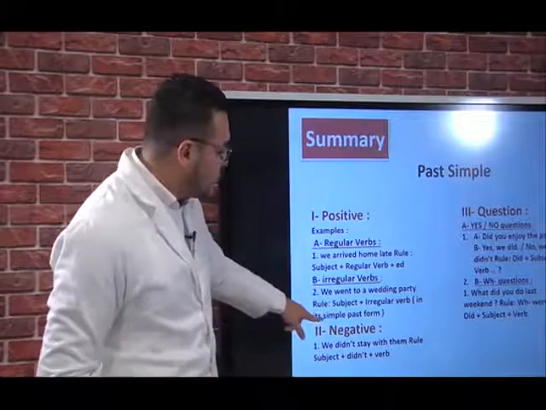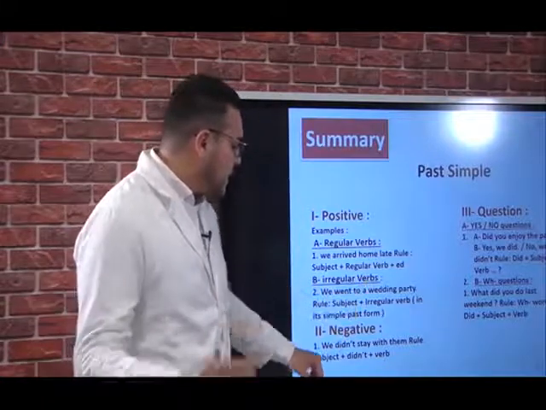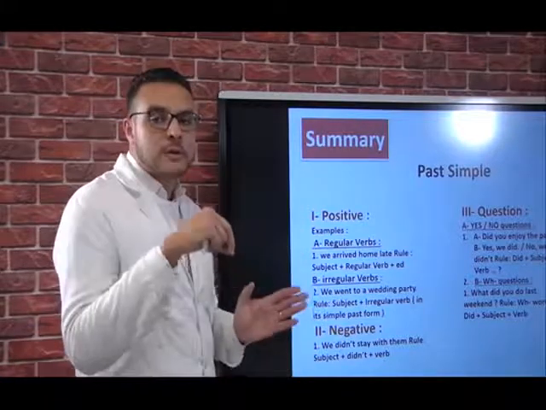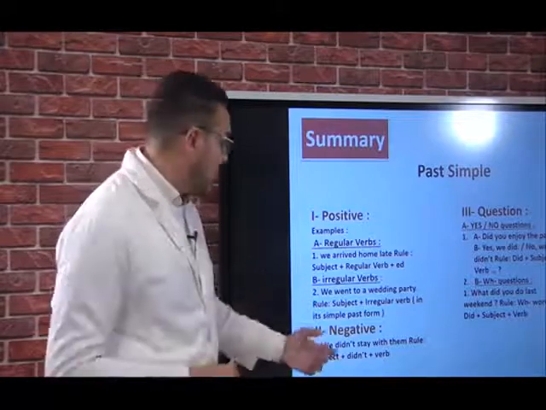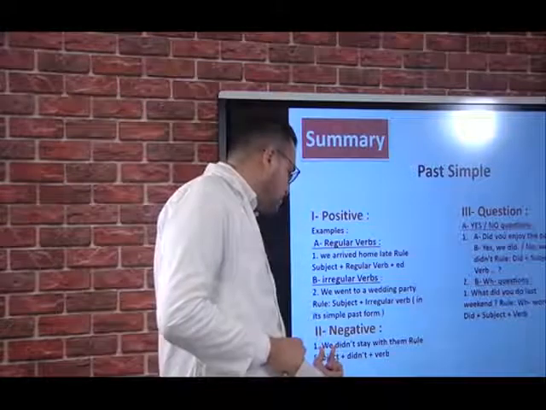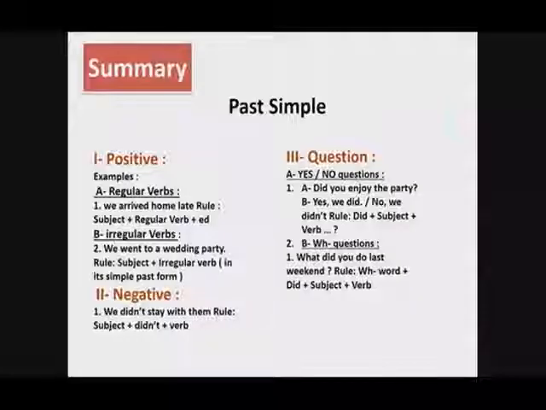We move to the negative form, and here the auxiliary did interferes to make the negative form, and we say, we didn't stay with them. The rule is as follows: subject, didn't, plus verb. Subject, did not as a long form, didn't short form, plus the verb in the infinitive form.